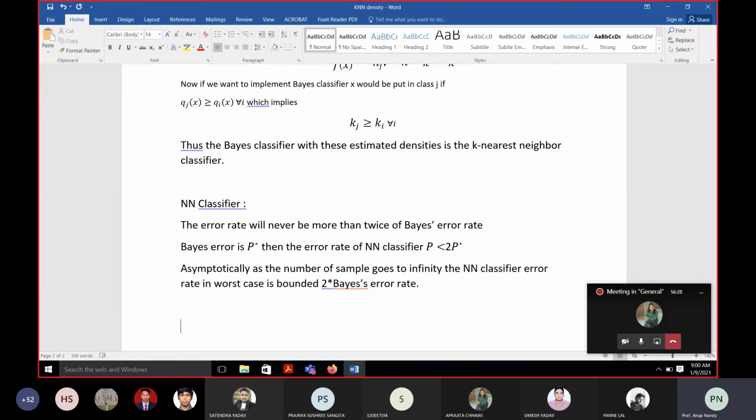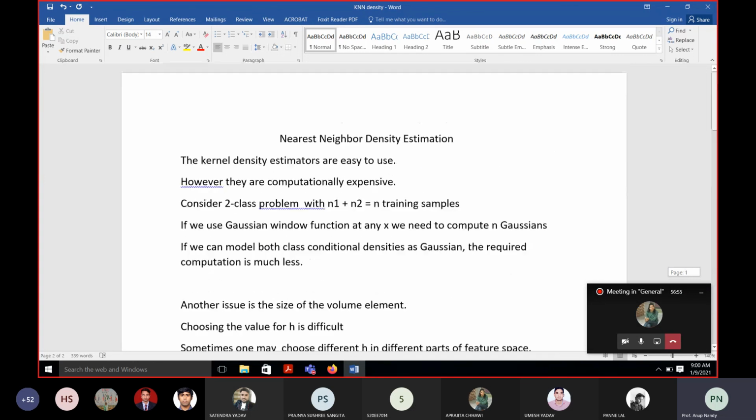Is that clear? So one example I will take, probably if I get some time, to check how to compute this Bayes error rate. So this solved example I could tell you. So that's all for today's class. I just wanted to tell you how these things are going on.